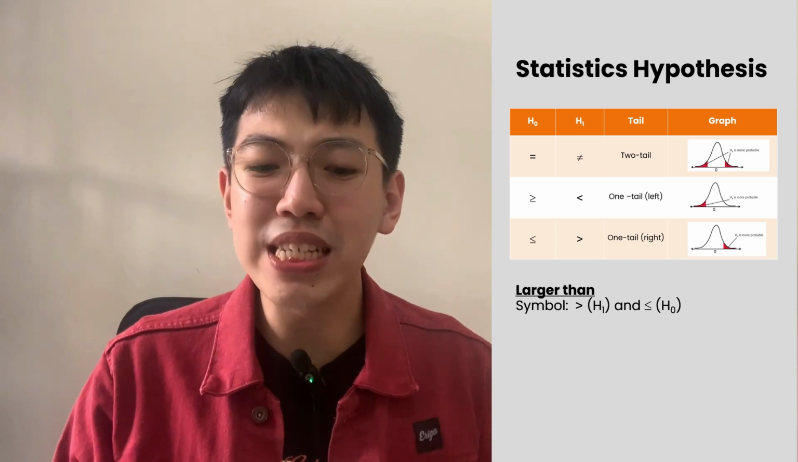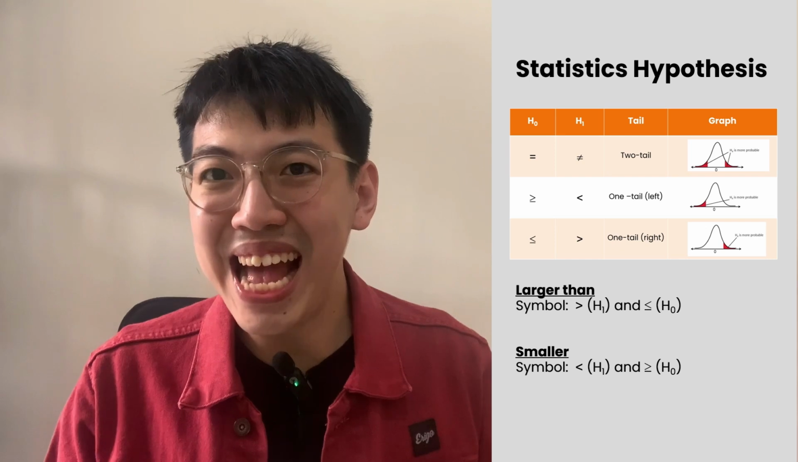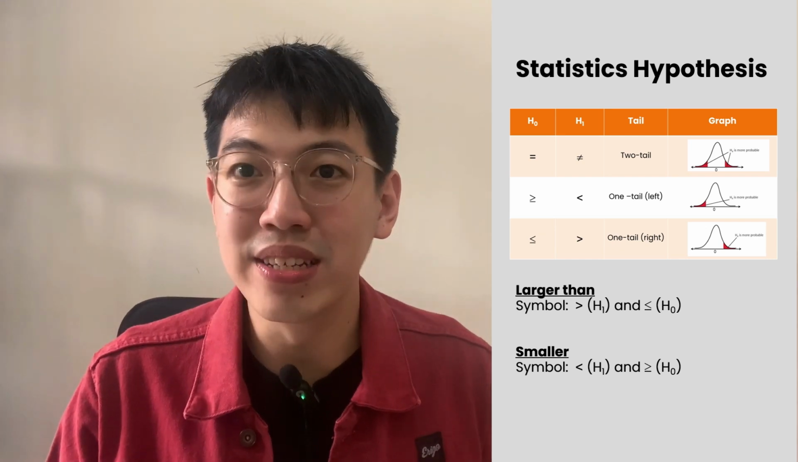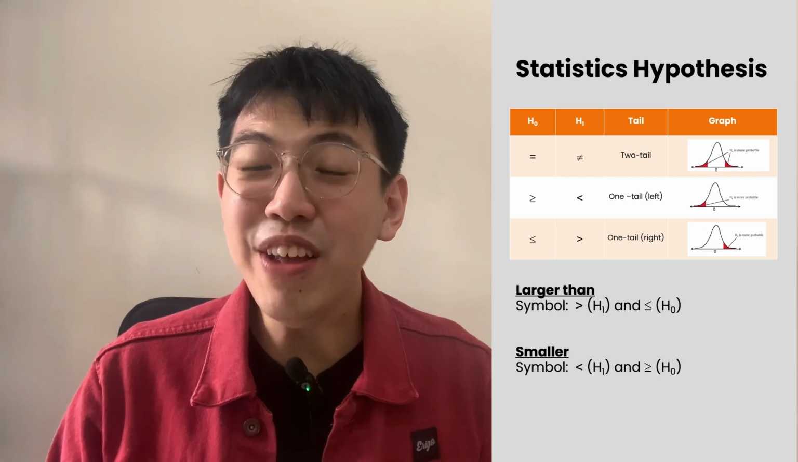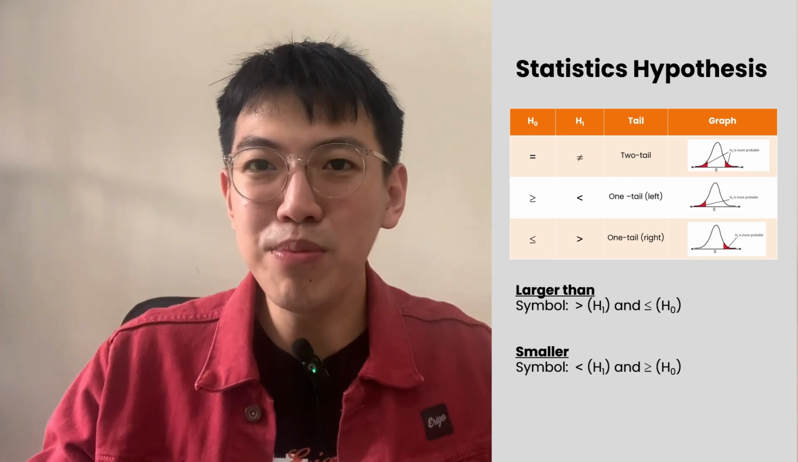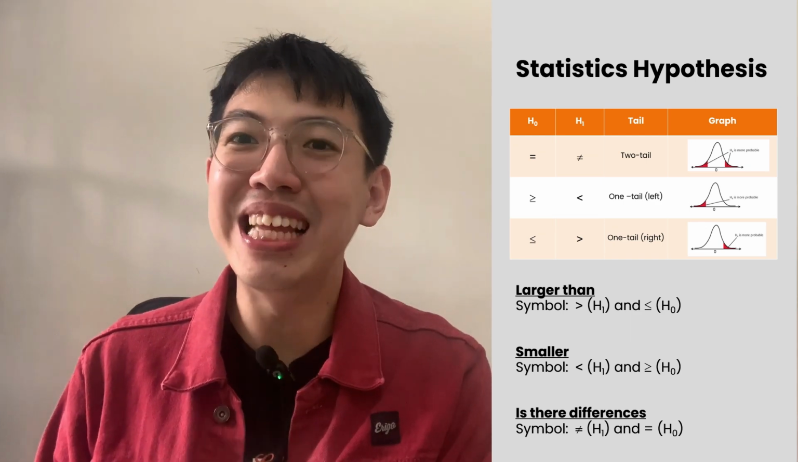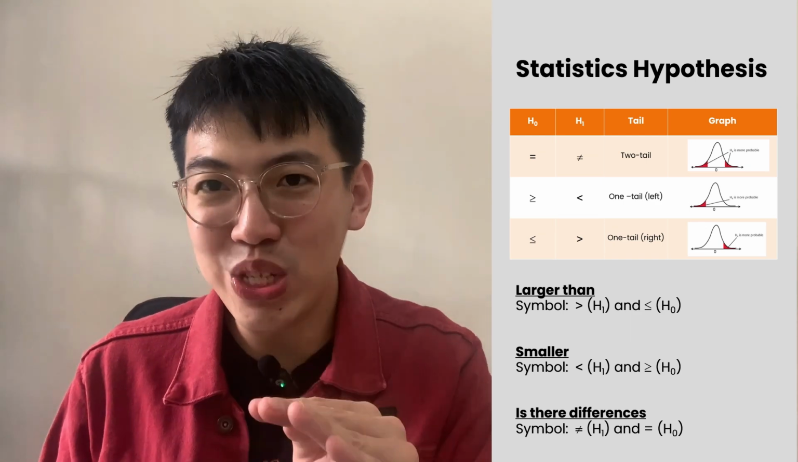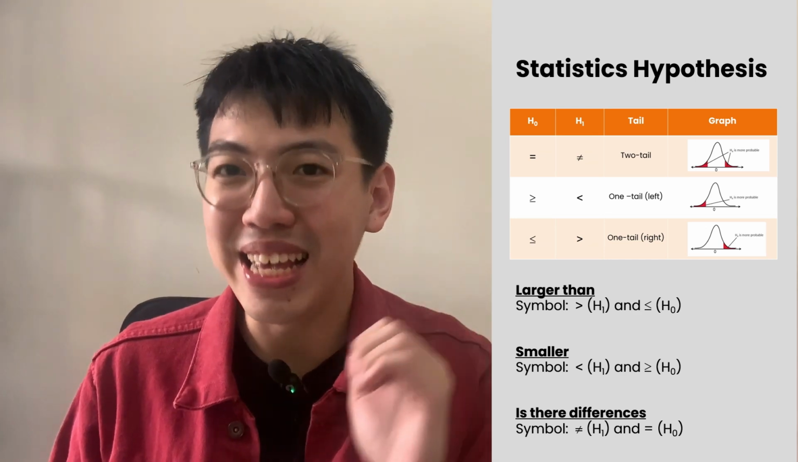If the question is "smaller", smaller means less than. Less than is H1, and the H0 will be more than or equal. If the question is about differences, difference means it's not equal. We can put is not equal in the H1. So the H1 is not equal, and the H0 will be equal.